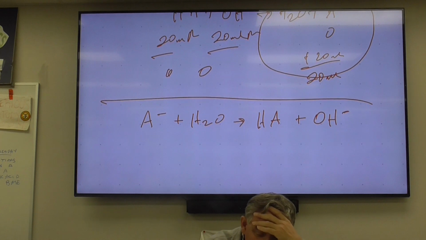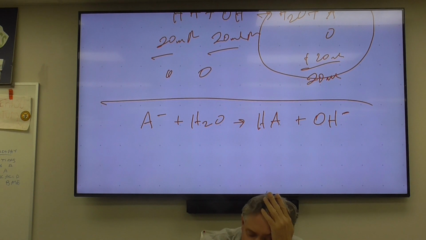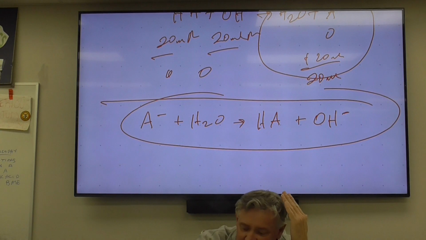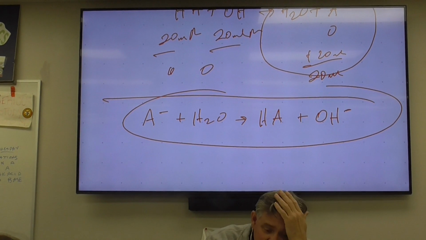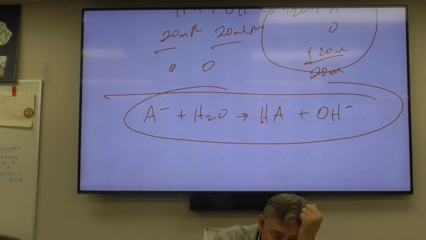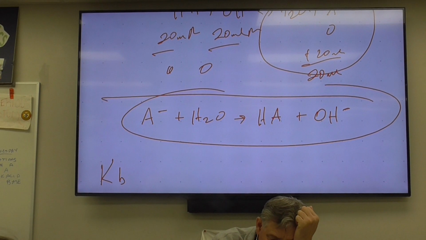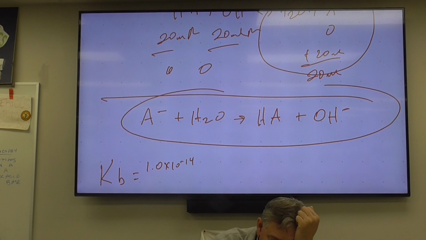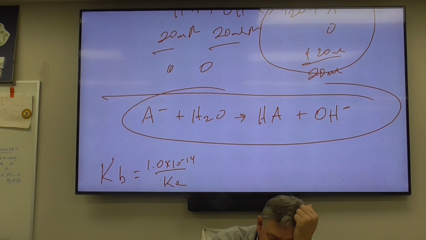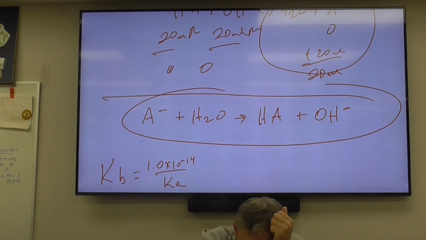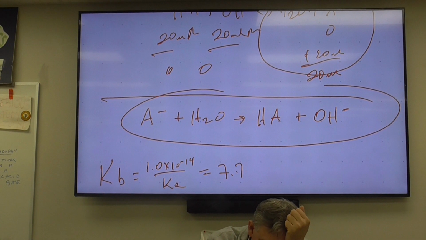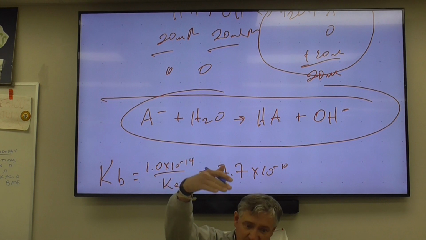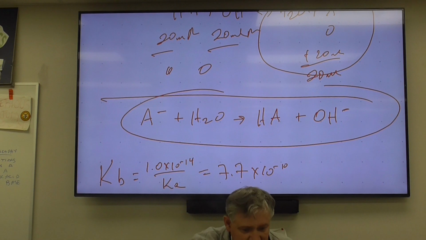Anyway, here's what's going to happen. Now you're starting this secondary reaction, and this is where you have to do the two steps. You have to find the Kb by taking the auto-ionization constant of water and dividing that by your Ka, which works out to be 7.7 times 10 to the negative 10th.